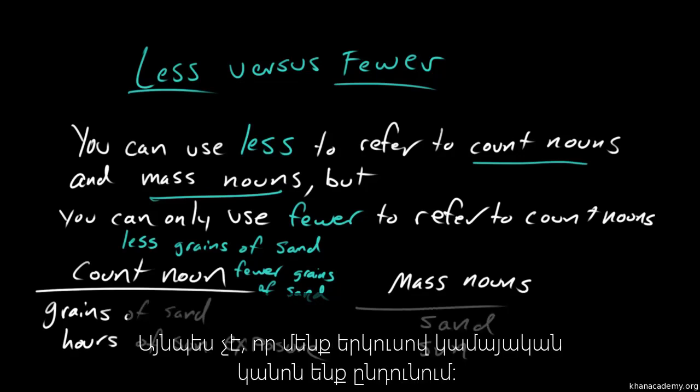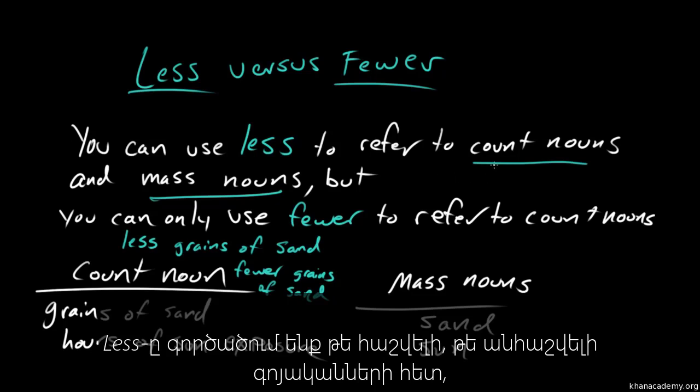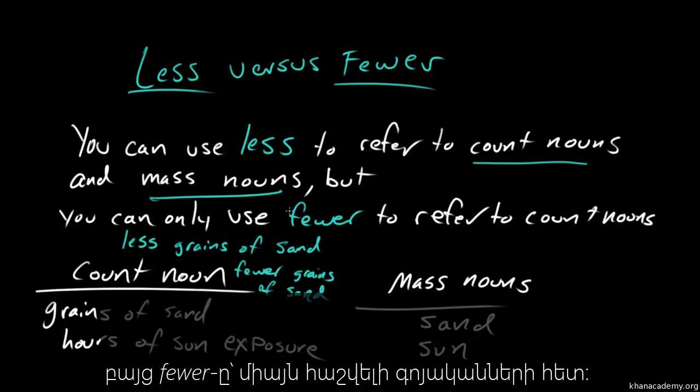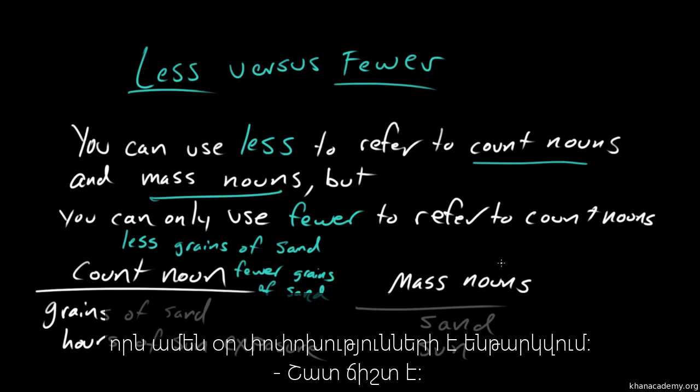Right. This isn't just the two of us making an arbitrary rule, which, by the way, Rosie, I'm now on your side. I buy into this. You can use less to refer to count nouns and mass nouns, but fewer only to refer to count nouns. I get that. Because this actually reflects the way that these words are used in what is called the corpus of English, the body of language that bounces around every day.